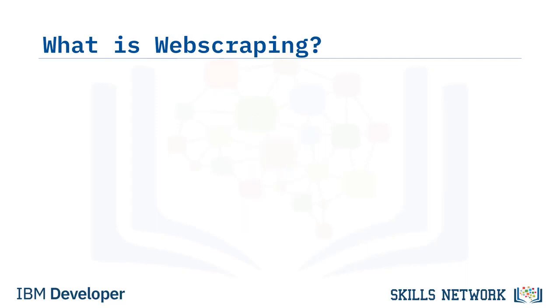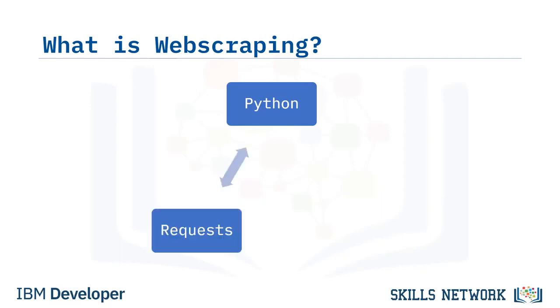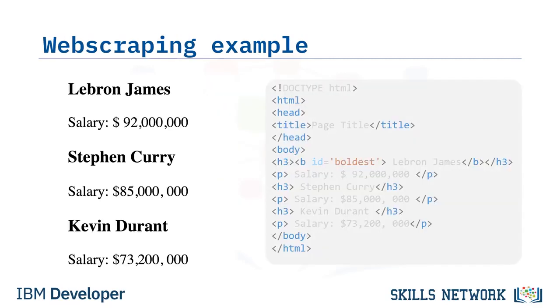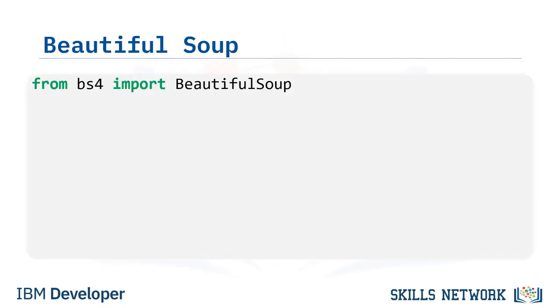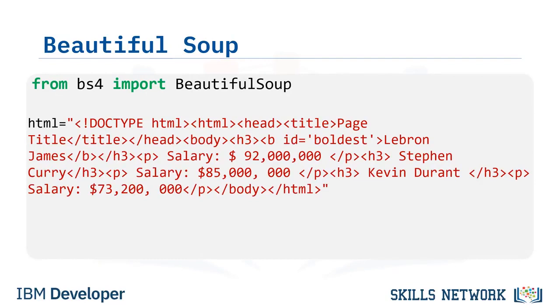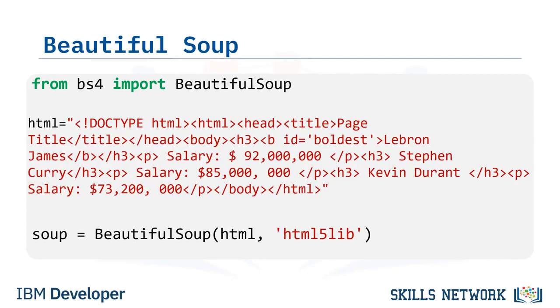To get started, we just need a little Python code and the help of two modules named Requests and Beautiful Soup. Let us say you were asked to find the name and salary of players in a national basketball league from the following web page. First, we import Beautiful Soup. We can store the web page HTML as a string in the variable HTML. To parse a document, pass it into the Beautiful Soup constructor. We get the Beautiful Soup object, soup, which represents the document as a nested data structure.